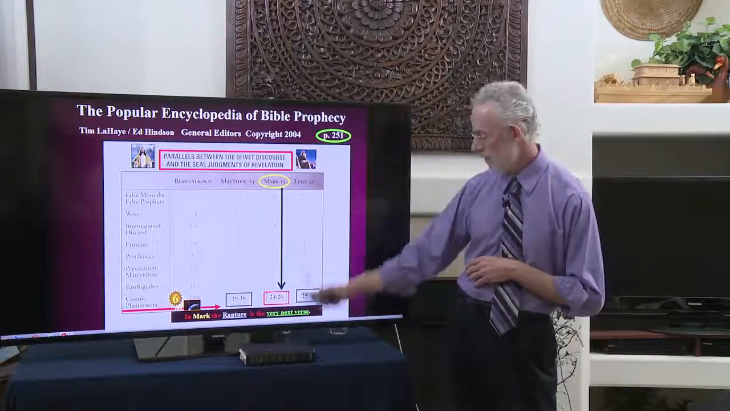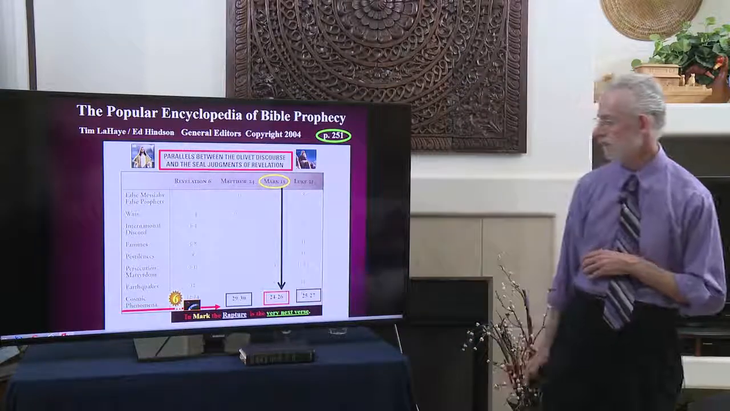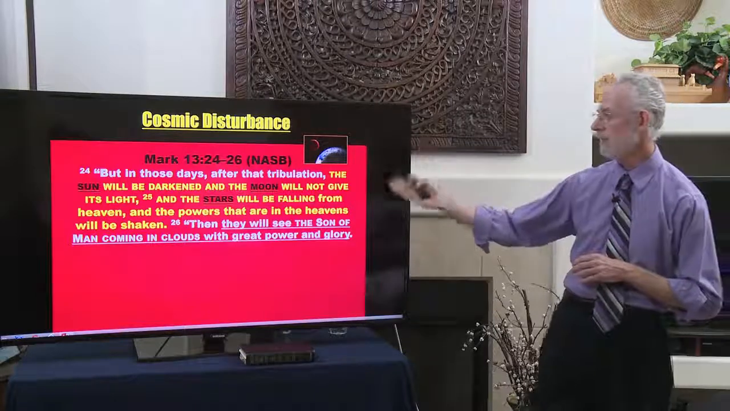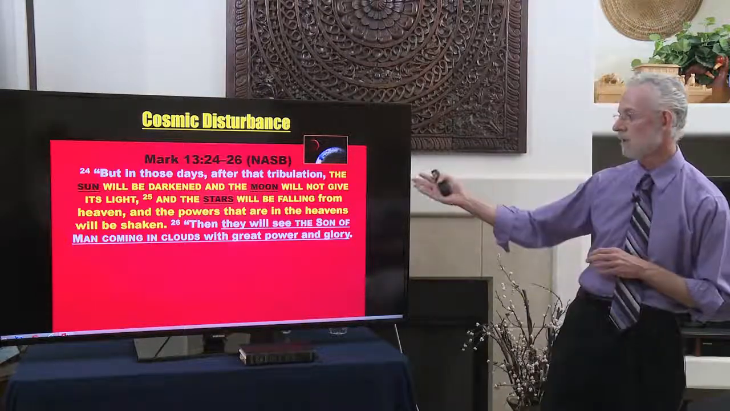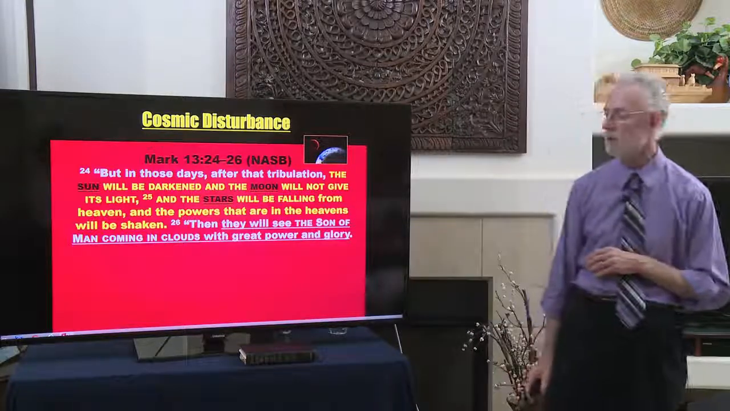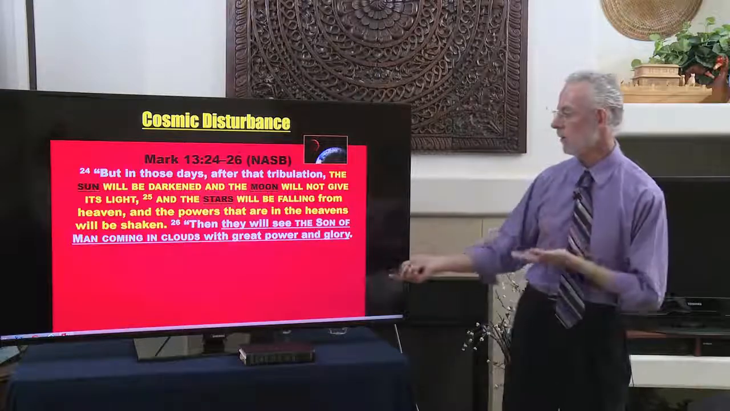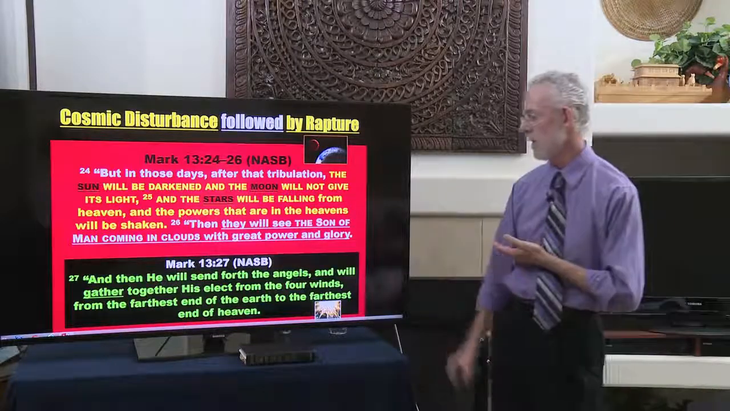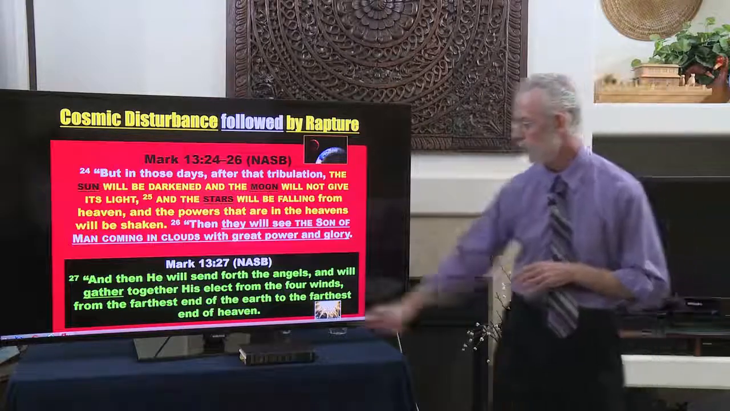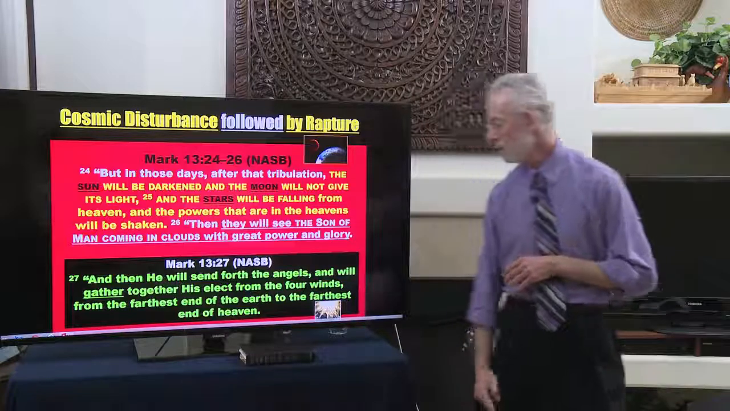Let's go to Mark, verses 24 through 26. The rapture is the very next verse. Here's those passages. In those days, Jesus said, after that tribulation, the sun will be dark and the moon will not give its light. The stars will fall from the sky and the powers of the heavens will be shaken. They'll see the Son of Man coming on the clouds with power and great glory. Sun, moon, stars are going to go dark. Jesus comes back in power and great glory. Look at the next verse. He'll send forth his angels. They'll gather together his elect from the four winds. Look where he gathers them from. The farthest end of the earth to the farthest end of heaven. This is the rapture right here.